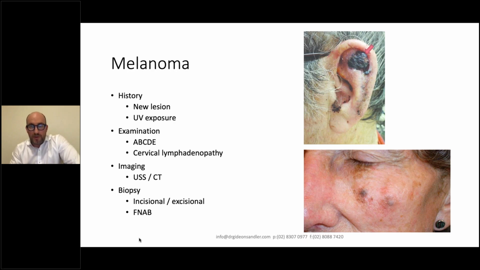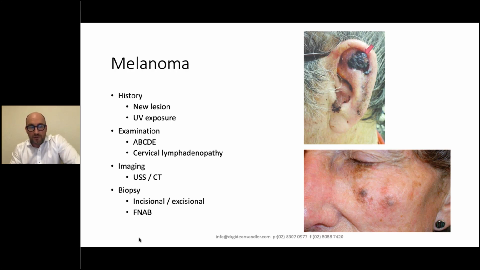If a new pigmented lesion is found, then an incisional biopsy or an excisional biopsy should be done. On examination of the head and neck, if it reveals a pigmented lesion, the principles of A, B, C, D, and E, that's asymmetry, borders, color variation, diameter greater than 6 millimeters, and evolution of the lesion, will help you to diagnose a melanoma.